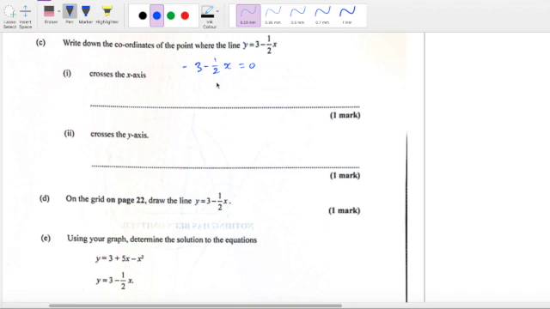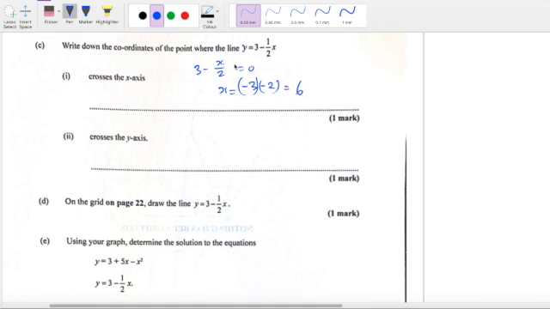So a half x is the same as saying x on 2, right? So 3 minus x on 2. So therefore we are going to have x, you throw the 3 across, it'll be negative 3, and then you throw the negative 2 across, multiply by negative 2, which is 6. So where that line crosses the x-axis, x is 6 because y is 0.